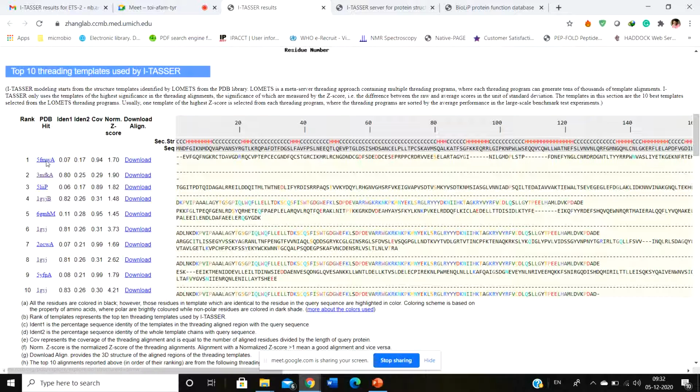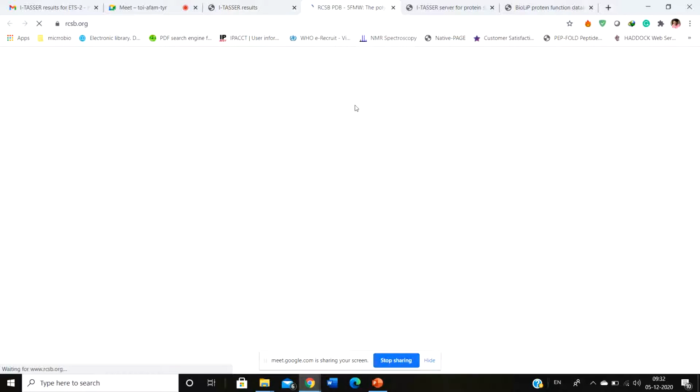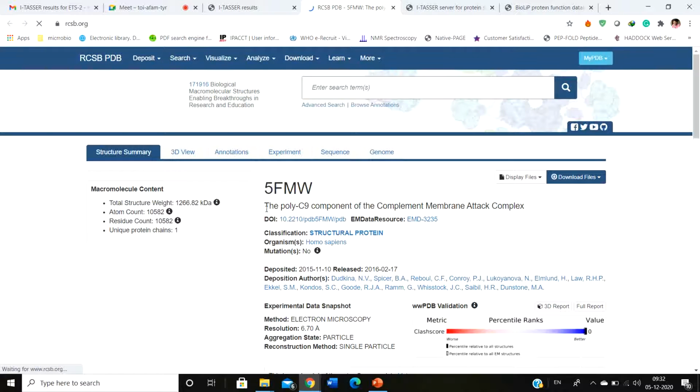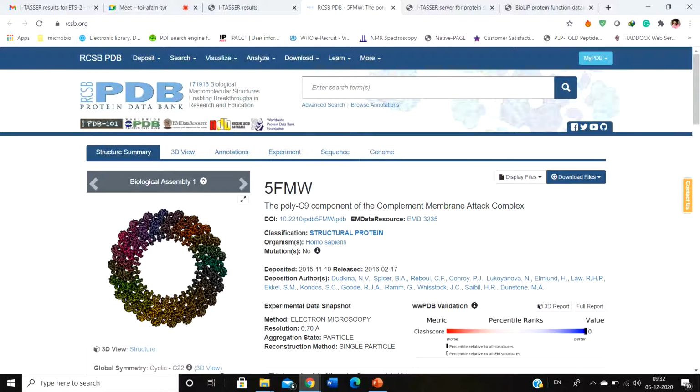For example, this is a particular protein, and this has a normalized Z score of 1.7. Now, what is this protein, 5FMWA? If you simply click on this PDB ID, it is going to open up that particular protein in the PDB database, so you can take a look at what this protein is. See, this is a polyC9 component of the membrane attack complex. Membrane attack complex belongs to the immunological course.